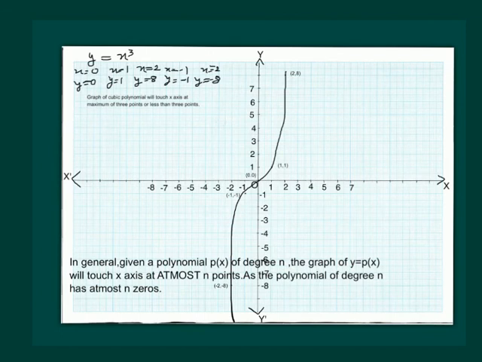In general, given a polynomial p(x) of degree n, the graph of y equal to p(x) will touch the x-axis at most n points, as a polynomial of degree n has at most n zeros. That means a maximum of n zeros. Like here, a cubic polynomial can have at most 3 zeros or less than that.